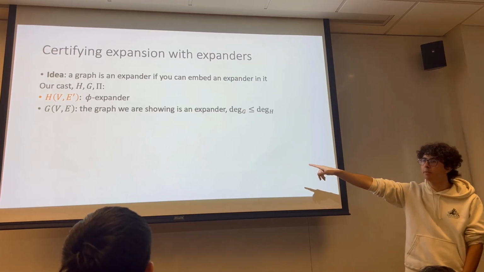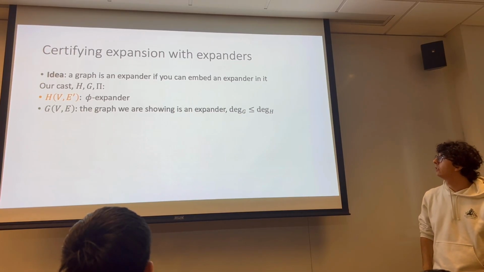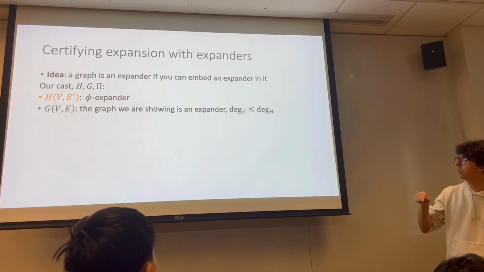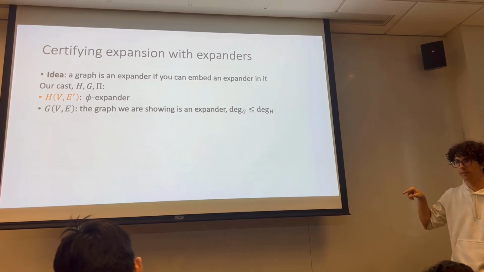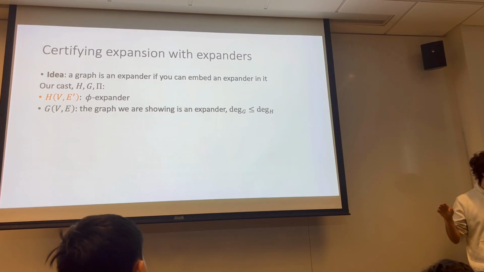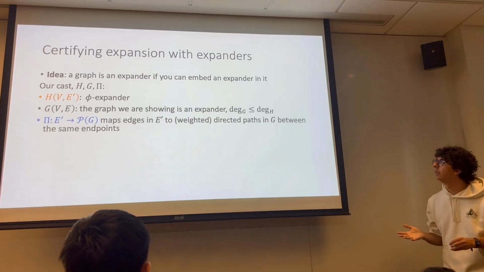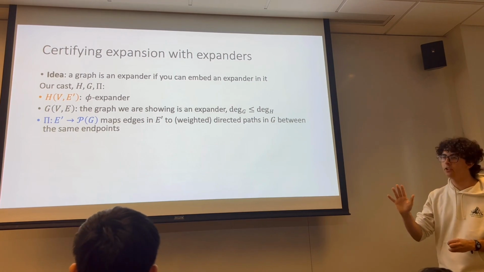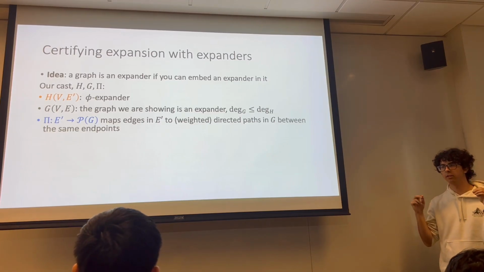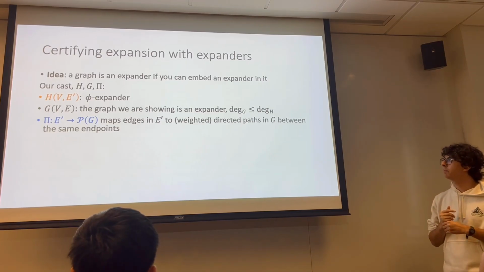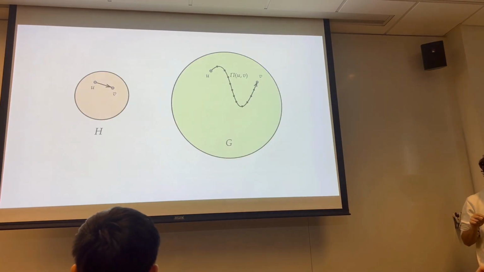And it has two extra properties I need to point out. H and G are on the same set of vertices, V. And I'm also assuming that the degree of each vertex in G is less than or equal to the corresponding vertex in H. And then the last thing we need is the embedding: we need to be able to embed the graph H into G somehow. And that's what pi does. So we take edges in H and we embed them into paths in G between the same endpoints. So that looks something like this.